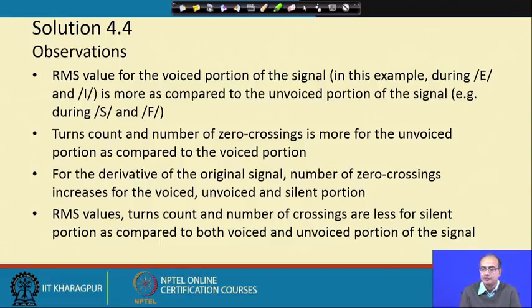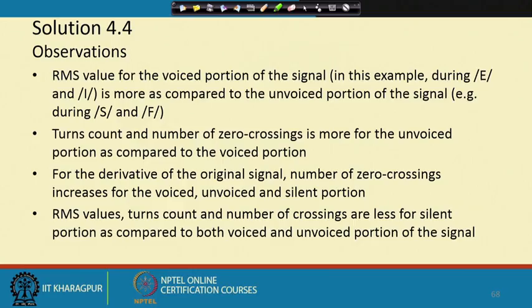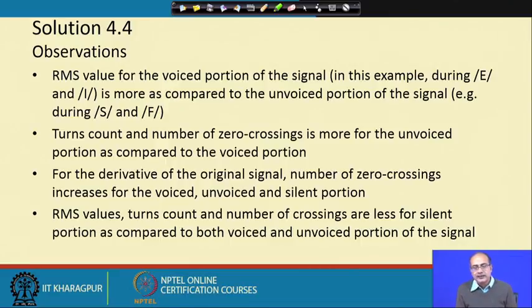We wanted to have them separated, so that we can use the zero crossing rate to separate the 3 things out. The RMS value, turns count and the number of zero crossings are least for the silent portion as compared to both the voiced and the unvoiced portion of the signal. So what we get primarily is that the turns count and the zero crossing rate are similar. Okay, they are giving the frequency part of it.